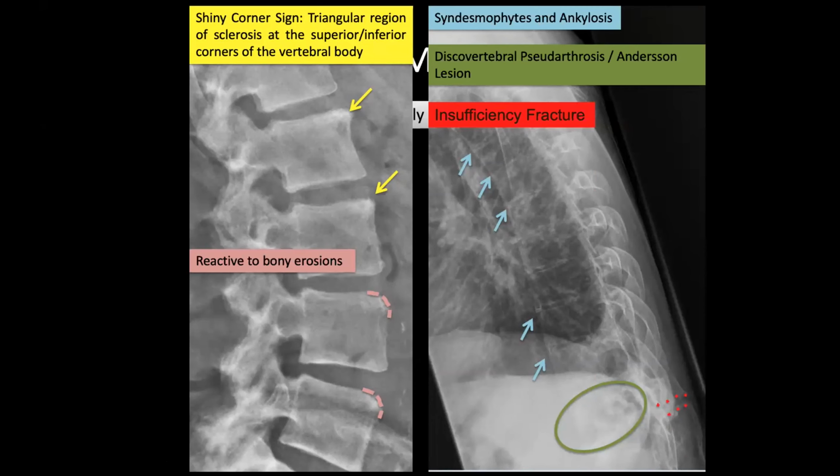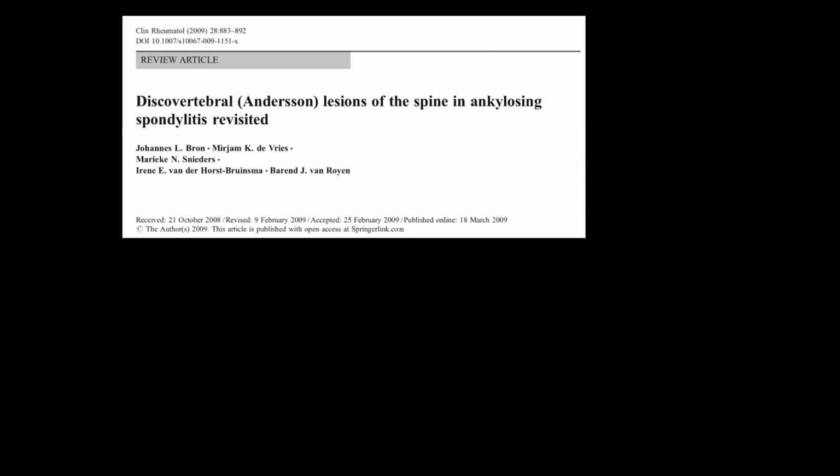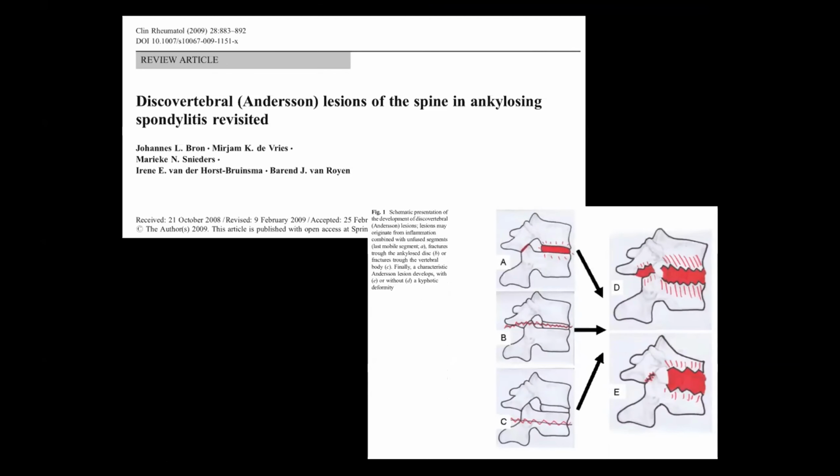So Andersson lesion is originally a radiographic finding first described in 1937, and is often associated with insufficiency fracture. Now I know that in the imaging literature, sometimes Andersson lesion refers to Andersson discitis. And this paper, which is a review from 2009, actually has a very nice discussion about the etiology of Andersson lesion. There are basically two pathways, either through inflammation along the disc or a trauma in a patient with osteopenia and ankylosis. Both these pathways will lead to the same result, which is a discovertebral pseudarthrosis, often associated with insufficiency fracture of the posterior elements.